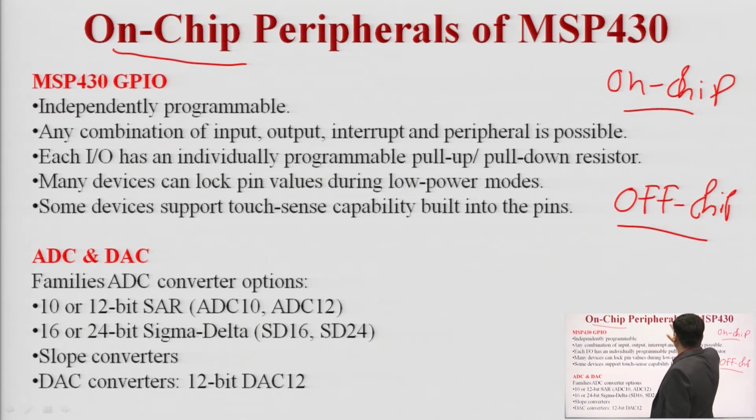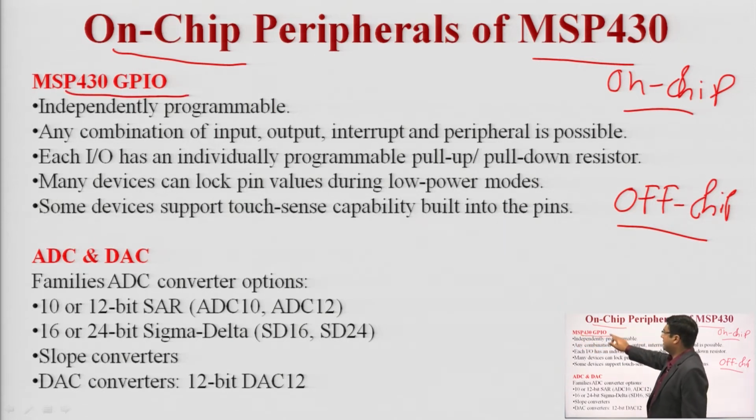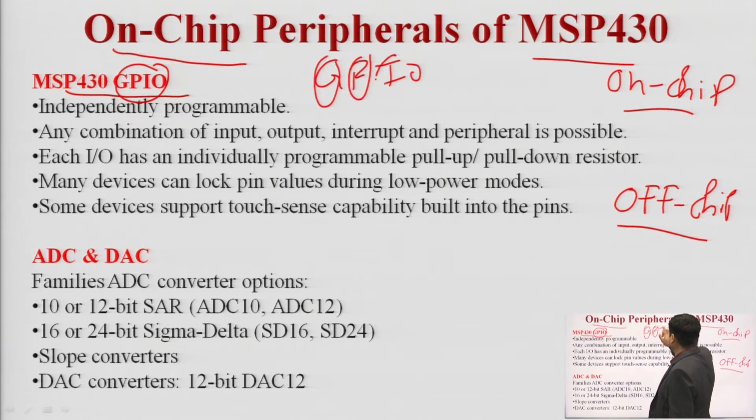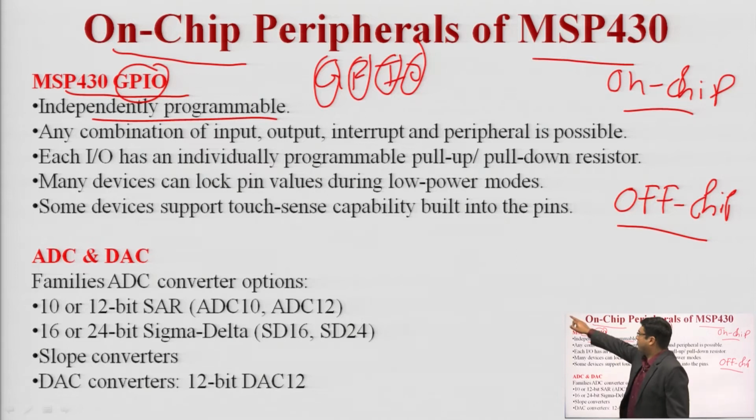So, there are on chip peripherals available in MSP 430, and we will see what the various on chip peripherals are. First is the MSP 430 GPIO. What is the meaning of GPIO? GPIO means general purpose input output pins. General purpose means there are no specific functions; there are general purpose input output pins available in MSP 430. The first feature is that it is independently programmable. We can program MSP 430 either in input mode or output mode, so we say it is independently programmable. That is the meaning of independently programmable.